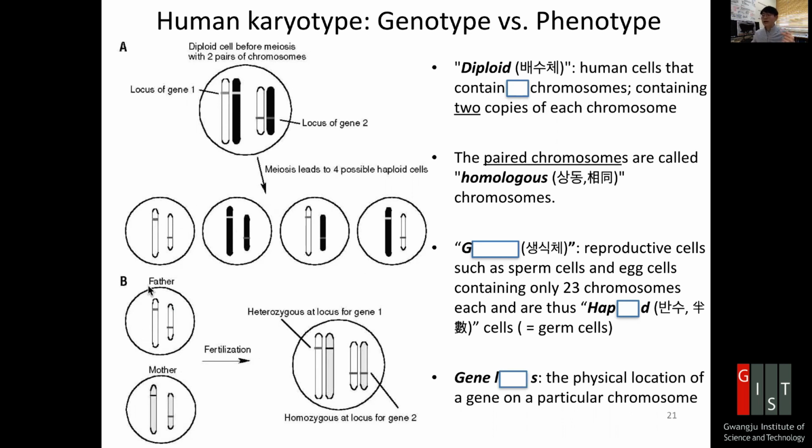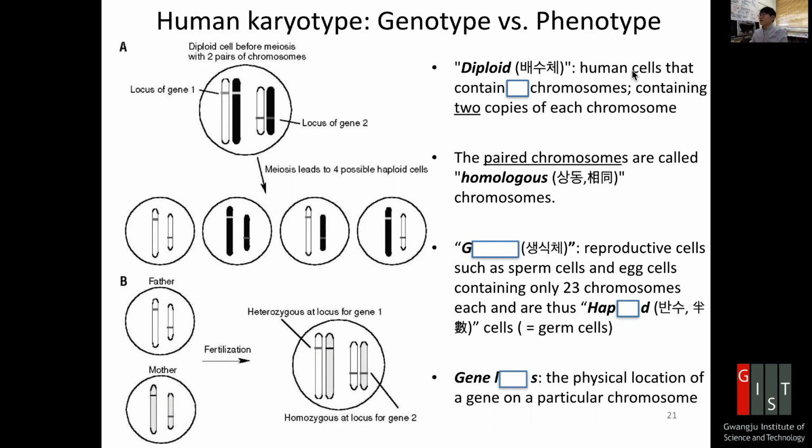So for example, this haploid cell is from a father, a sperm, and this one from a mother's egg. Once it's a fertilized egg, it will contain a combination of these 2. Look at this locus: the alleles of gene 1 are different, and we call it heterozygous, and the alleles of gene 2 are the same, and we call it homozygous.